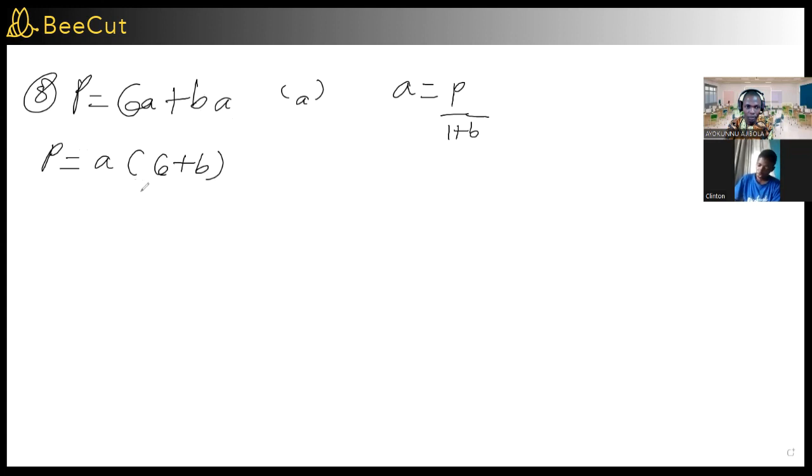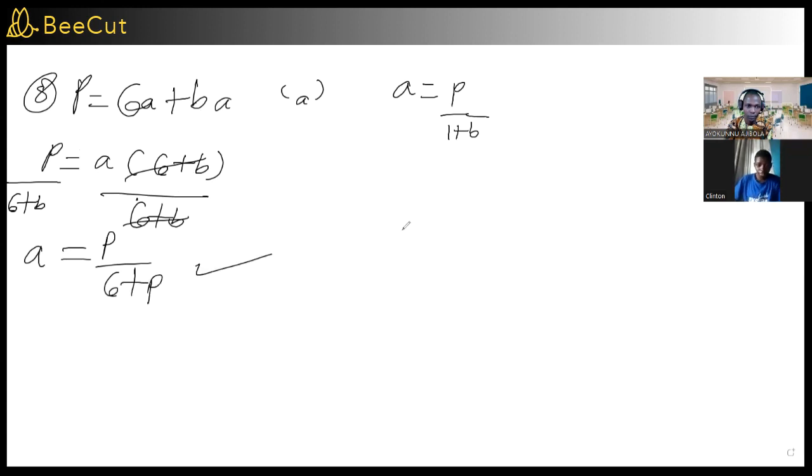Then what is disturbing A from standing alone? 6 plus B, yes or no? Yes, sir. So divide both sides by 6 plus B. Then this also by 6 plus B. Then you have 6 plus B cancelling 6 plus B. So you have A equal to P over 6 plus B. So this is the answer. I mean 6 plus B, not B. I forgot that there was 6 in front of B.